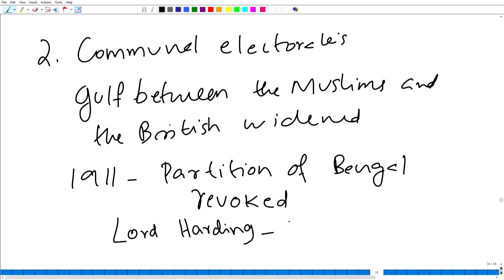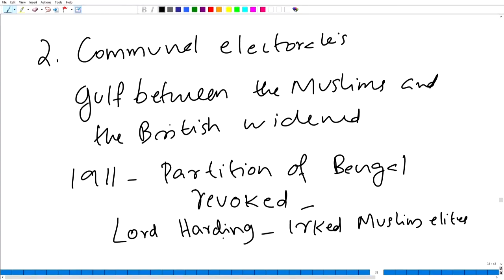The revocation of the partition of Bengal in 1911 by the Lord Hardinge government irked the Muslim elites, because Lord Curzon had said that it was for the educational, economic and cultural advancement of the Muslims that Bengal was to be partitioned. But in 1911, the partition of Bengal was revoked. In the same year, the capital of India was shifted from Calcutta to Delhi. It irked the Muslim elites.